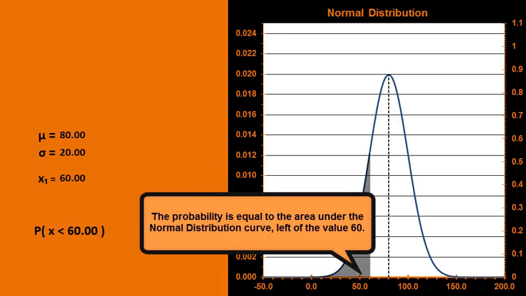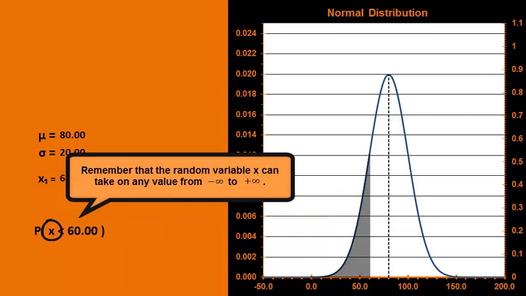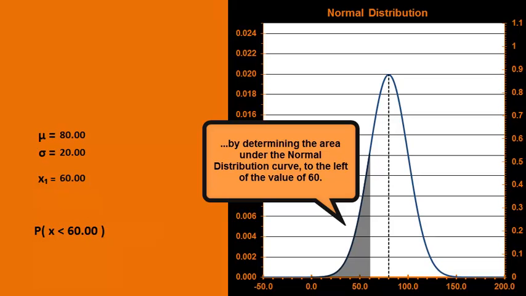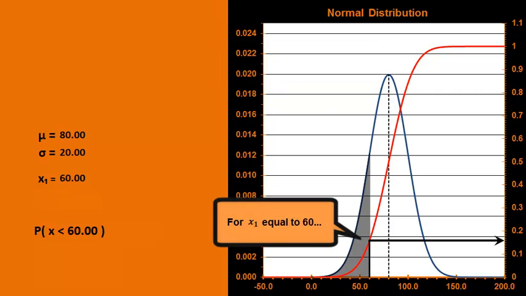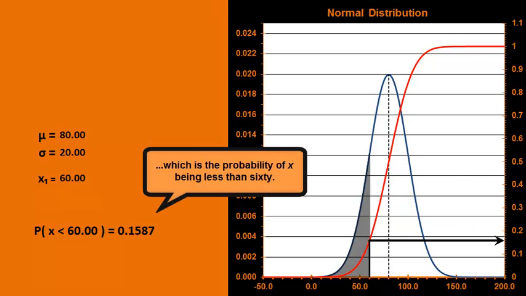The probability is equal to the area under the normal distribution curve left of the value of 60. Remember that the random variable x can take on any value from minus infinity to plus infinity. What we will determine is the probability of x being less than 60 by determining the area under the normal distribution curve to the left of the value of 60. The cumulative distribution is the means of determining this probability. For x1 equal to 60, the area to its left is 0.1587, which is the probability of x being less than 60.